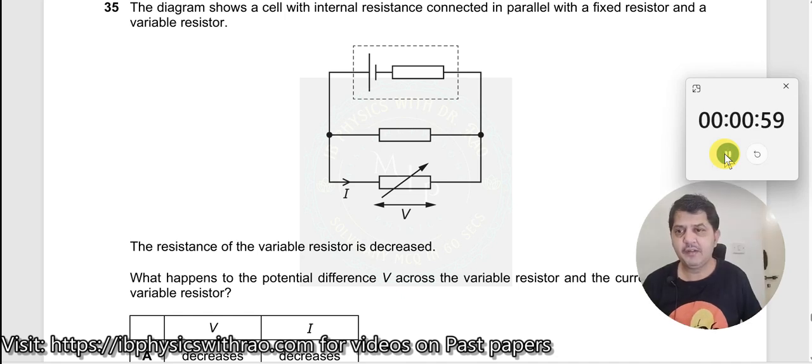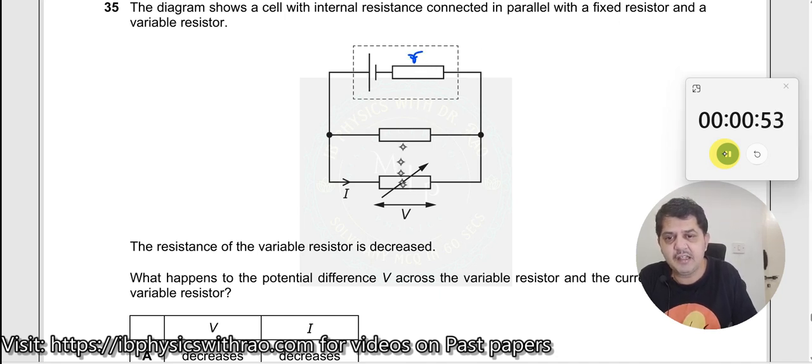Question number 35. The diagram shows a cell with internal resistance connected in parallel with a fixed resistor. There is an R, there is a small r, this is what it is. The resistance of the variable resistor decreases. So you are decreasing this one here, which means this potential will also decrease.